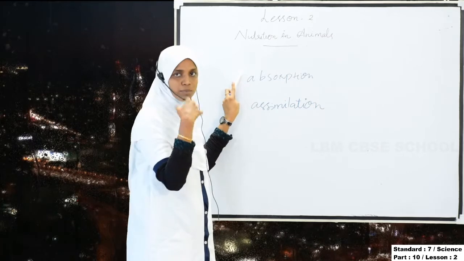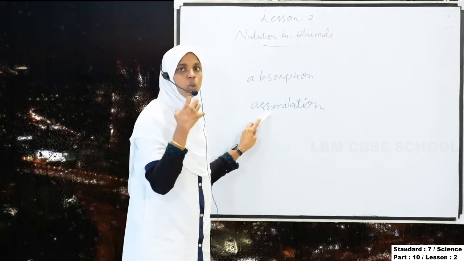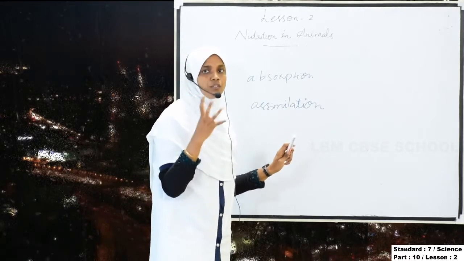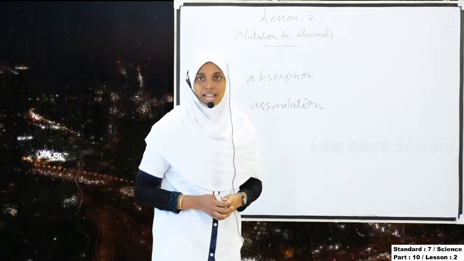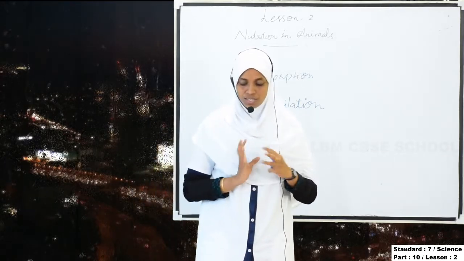The food is first absorbed by the small intestine and then assimilated. Assimilated means it is used. So the digested food helps to build complex substances like protein, and that process is called assimilation.